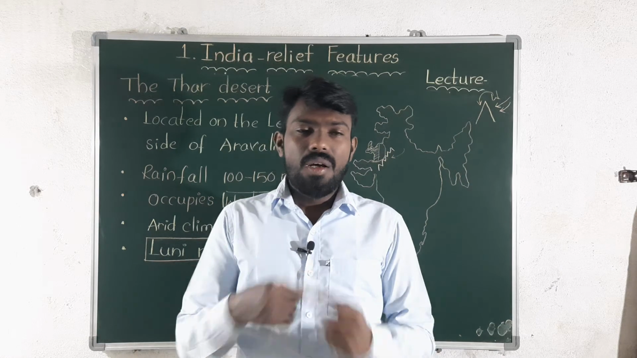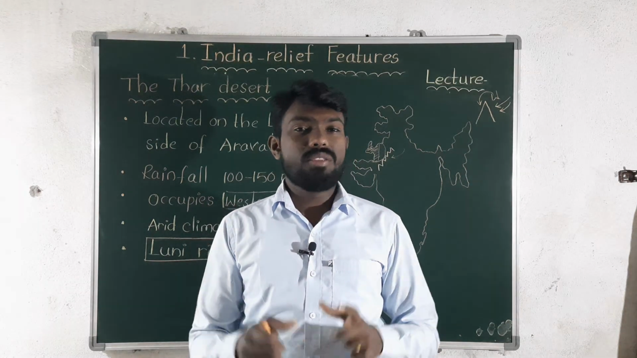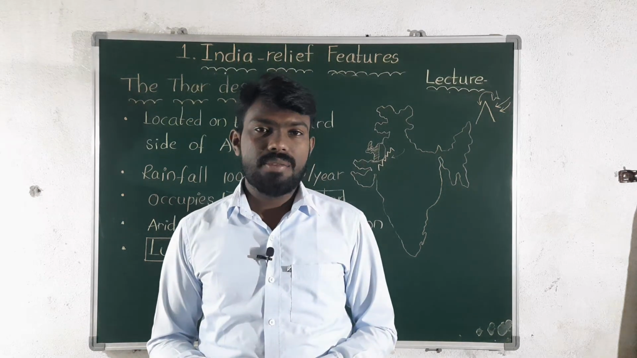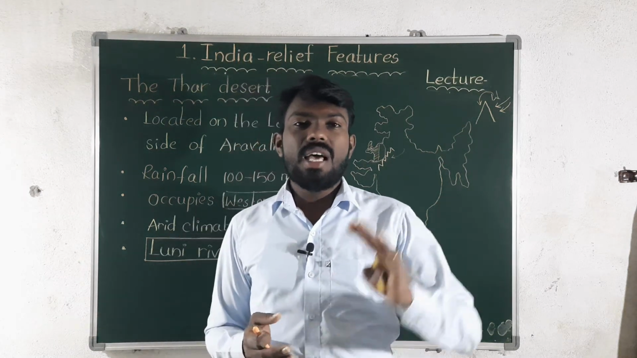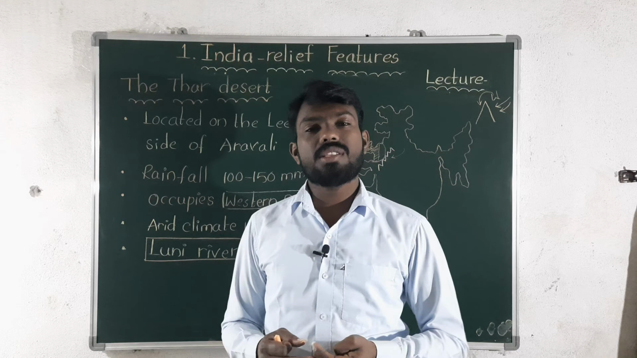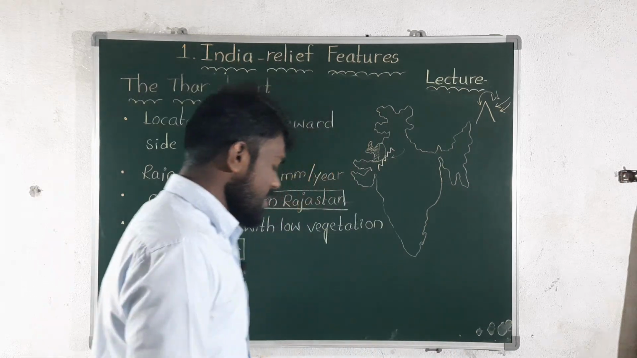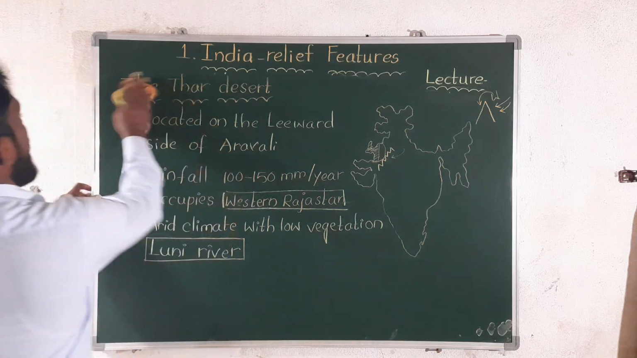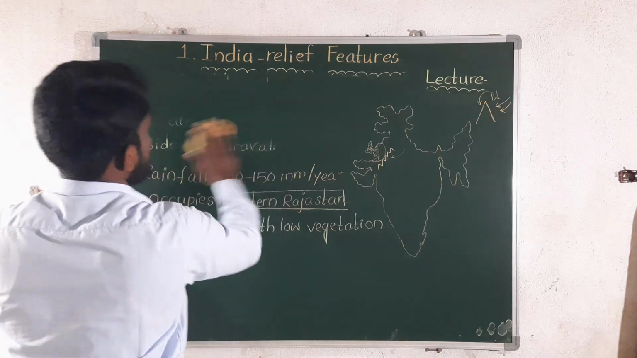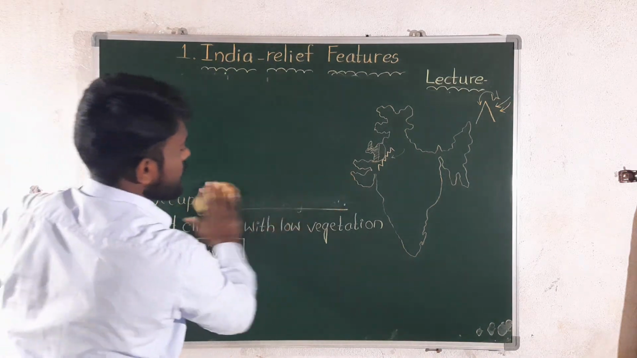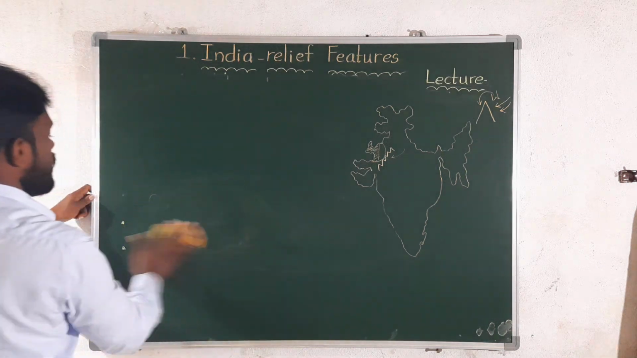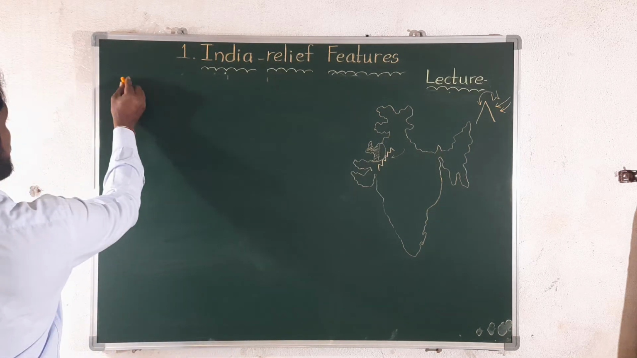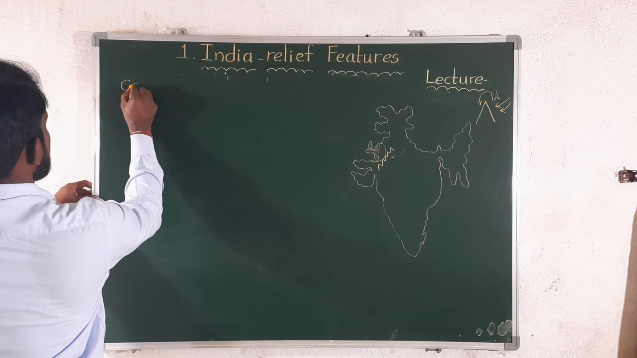Right now we'll move on to discuss the coastal plains. You know very well about the coastal plains: the eastern coastal plains and the western coastal plains. Now we'll have a small look at this so that we can understand the coastal plains very clearly.